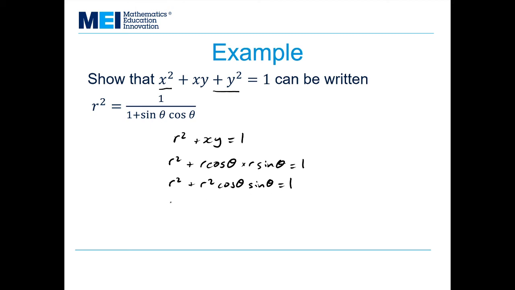R squared plus r squared cos theta sin theta equals 1. Taking out a factor of r squared, 1 plus cos theta sin theta equals 1. So finally, r squared equals 1 over 1 plus sin theta cos theta as required. Let's look at that written out step by step.